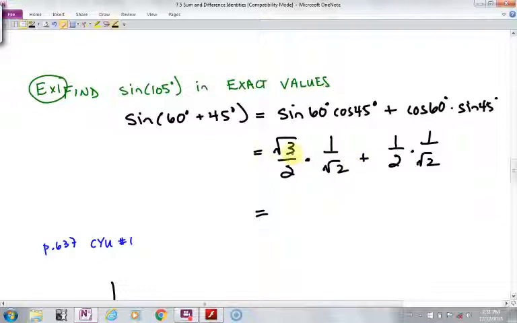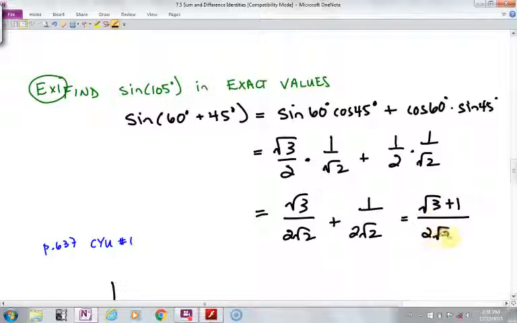So now we're going to simplify that. We'll multiply these 2 together, and we'll multiply these 2 together. And since these are fractions with the same denominator, we're going to add the numerators. So we have root 3 plus 1 over 2 root 2. Okay? And that's the exact answer of sine 105 degrees. It's not beautiful, but it is exact. Questions about that?